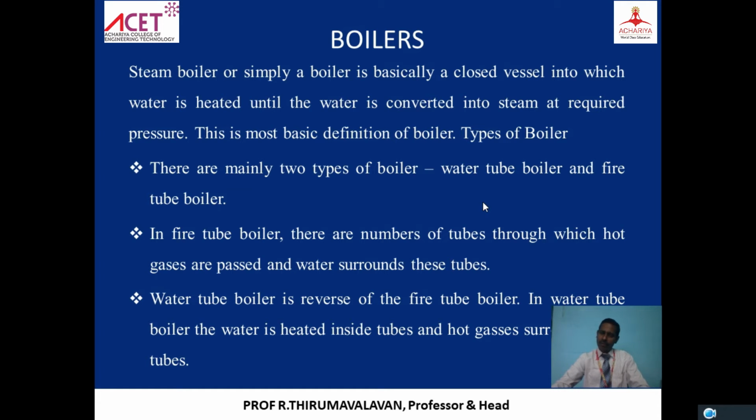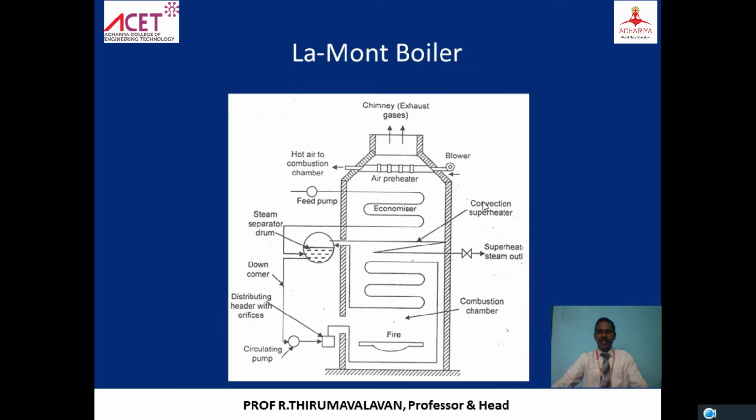In the fire tube boiler, the flue gas passes through the tubes. In the water tube boiler, water passes through the tubes. But both are heat exchangers only. After seeing the definition of the boiler, we will see the different types of boilers which are used for high pressures and high quantity, that is, high volume as well as high pressure. Those boilers we call high pressure boilers. In most medium-sized power plants, they are using the Lamont boiler, one of the oldest boilers, used for a long period of time.